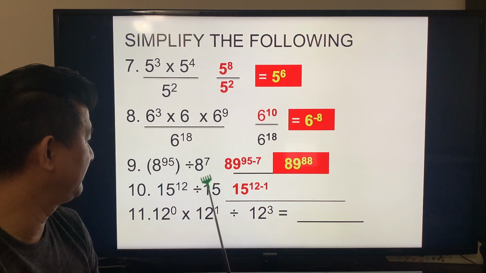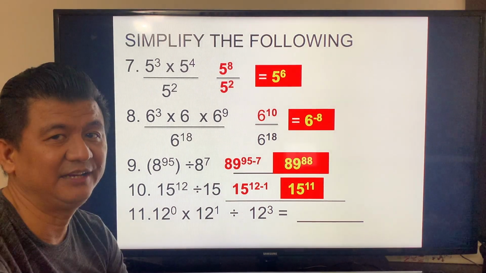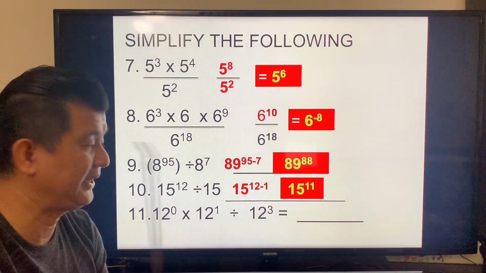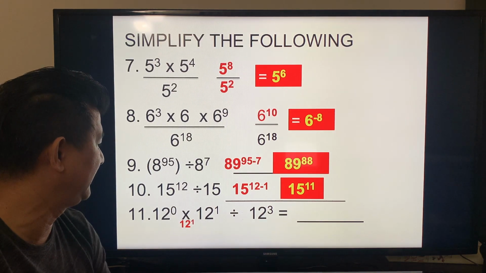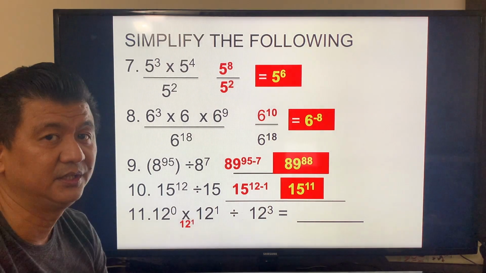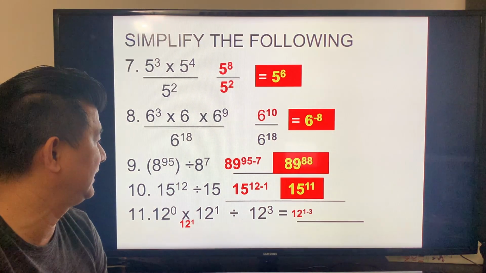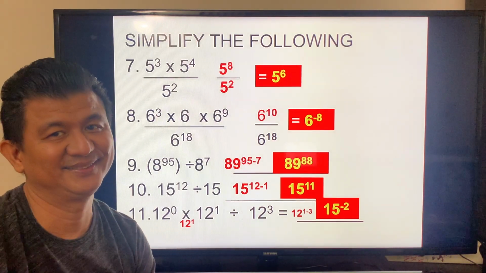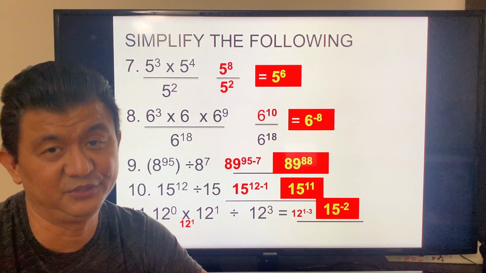Next, I subtract 12 minus 1, remember there's a hidden 1 here. That becomes 15 to the 11th power. This one is 0 plus 1. Remember you add it. That becomes 12 to the first power. Then I divide by 12 to the third power. 1 minus 3, not 3 minus 1. And you get a negative 2. Okay, you got it? So that's the rule for multiplication and division.